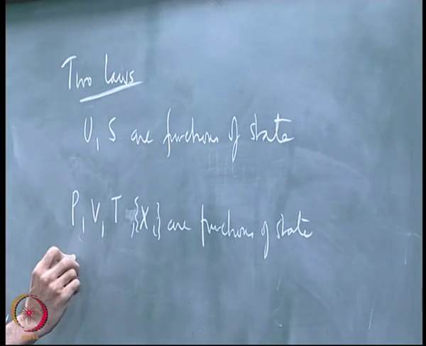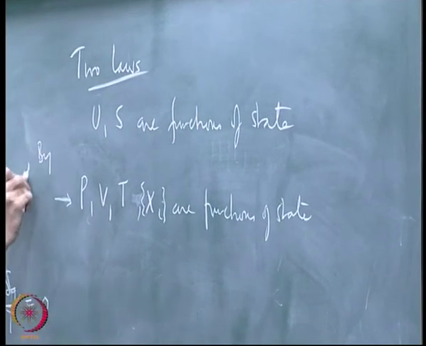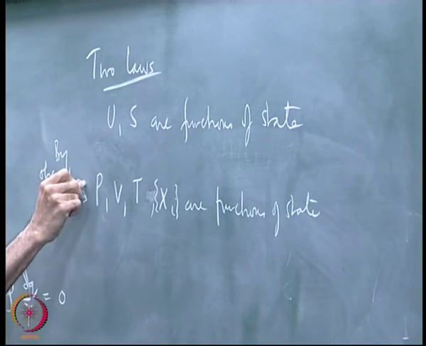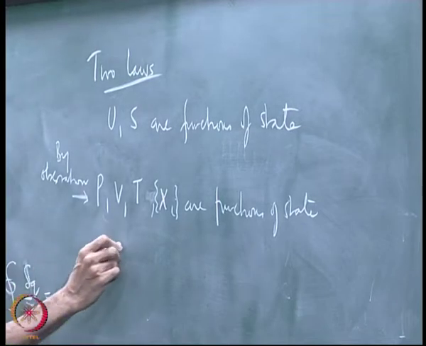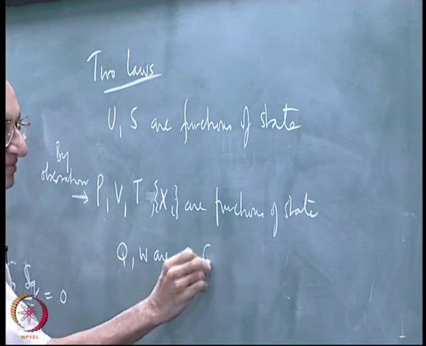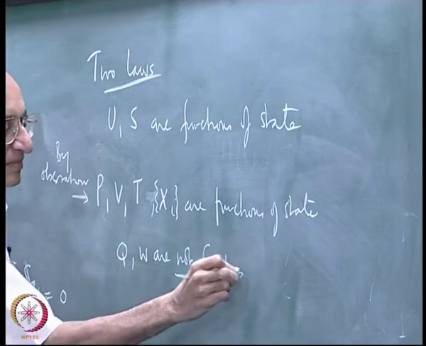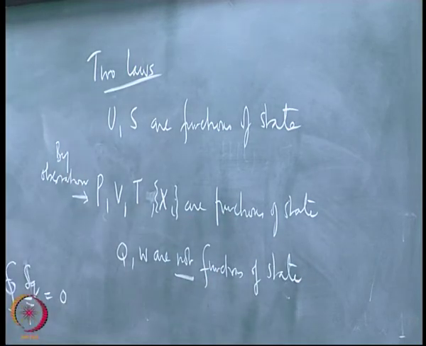This is known by observation, okay, by observation. These are known to be functions of state. By observation, you know that Q and W are not functions of state. Essentially, the two laws said these are the only observable properties, and it said while Q and W are not functions of state, I can find two functions of state that are related to Q and W.